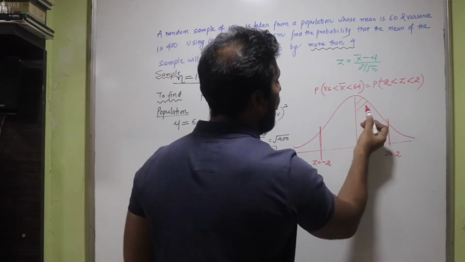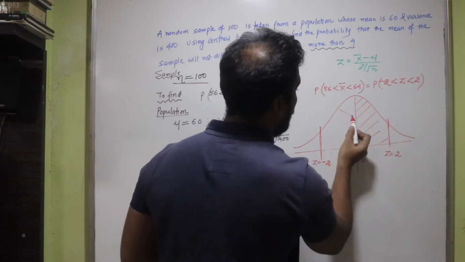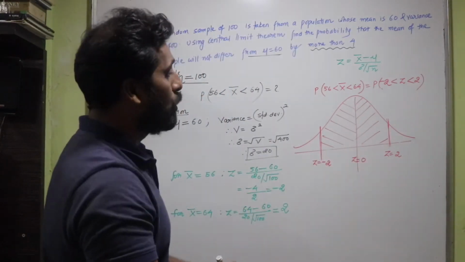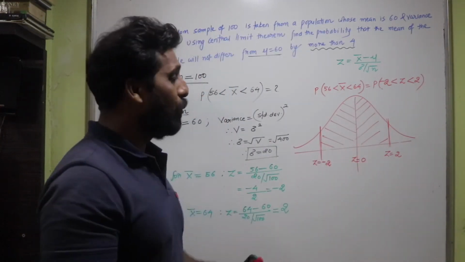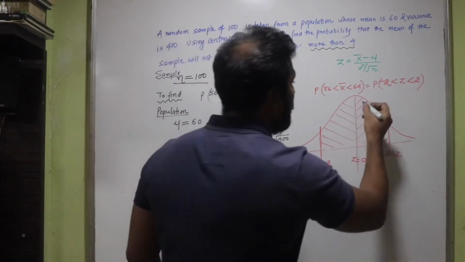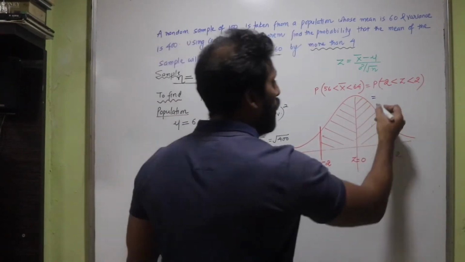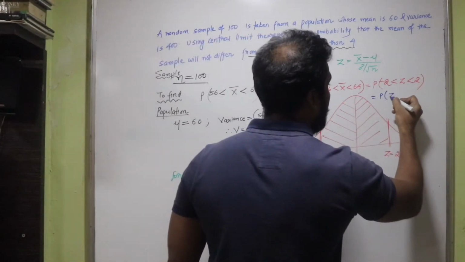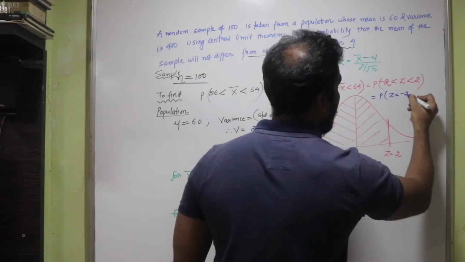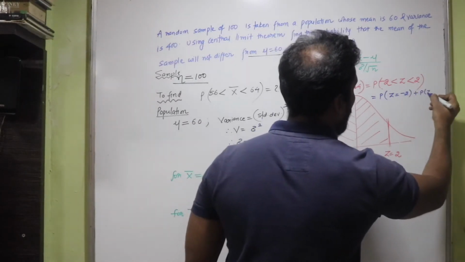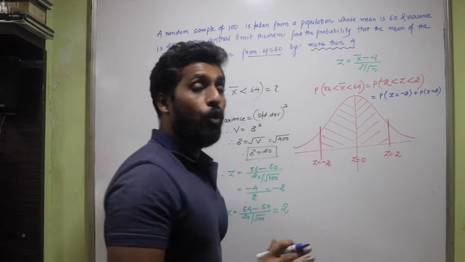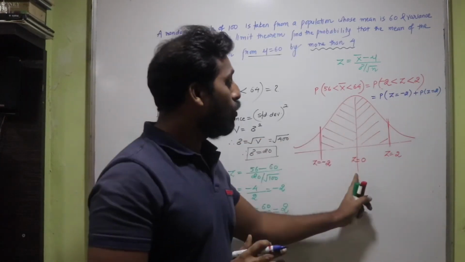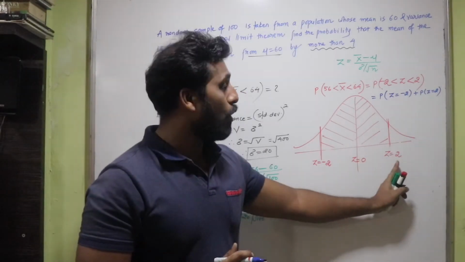That means I want to find all these values which are lying between minus 2 and plus 2. Now students, to get this answer, let's see what has to be done. So this becomes equal to probability of z equal to minus 2 plus probability of z equal to plus 2. We know that the standard normal curve will always run from z equal to 0 up to the value which is given to us, z equal to 2.